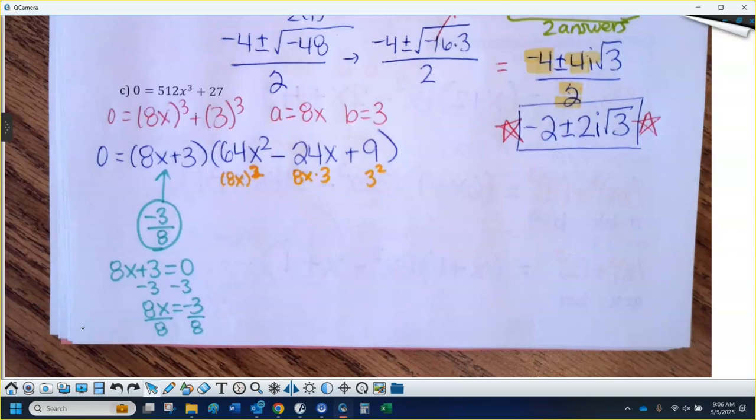You don't have to write all that out. Like I said, I just kind of think about it in my head, like, what would I do? I'd subtract 3, divide by 8. So negative 3/8. Now, the other one, unfortunately, we got to use the quadratic formula on.